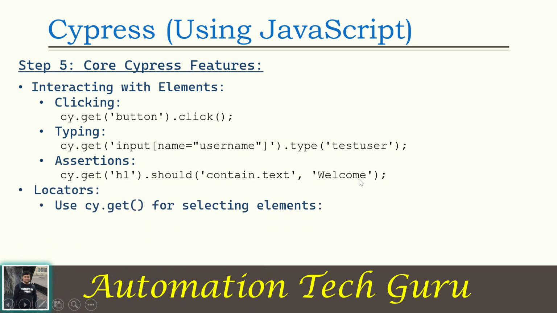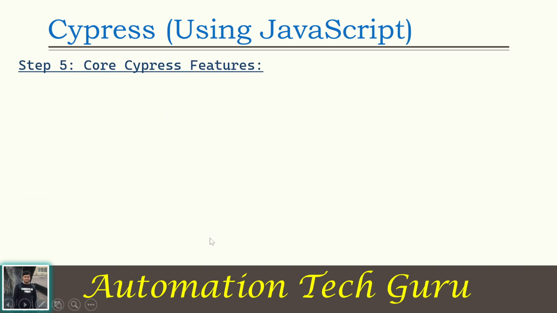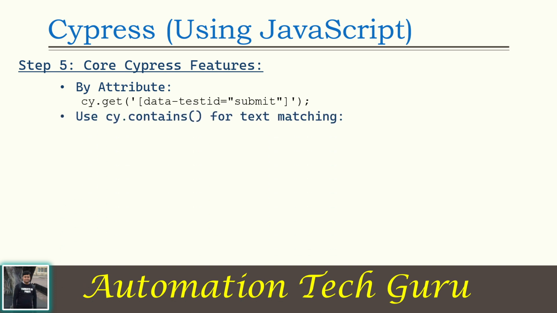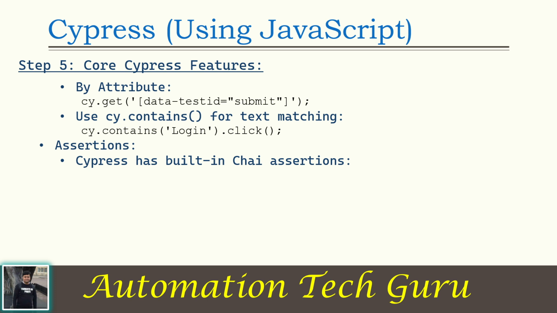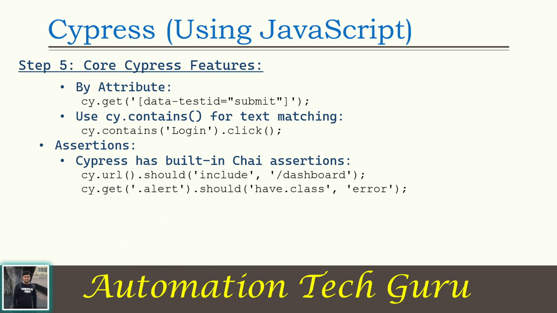Then locators. You can use cy.get for selecting elements. By selector, you can use cy.get('#login-button'), or by attribute you can use data-test, submit. By contains, you can use cy.contains('Login').click(). So it has different locators, right? Their own locators. Assertions: Cypress has built-in Chai assertions.